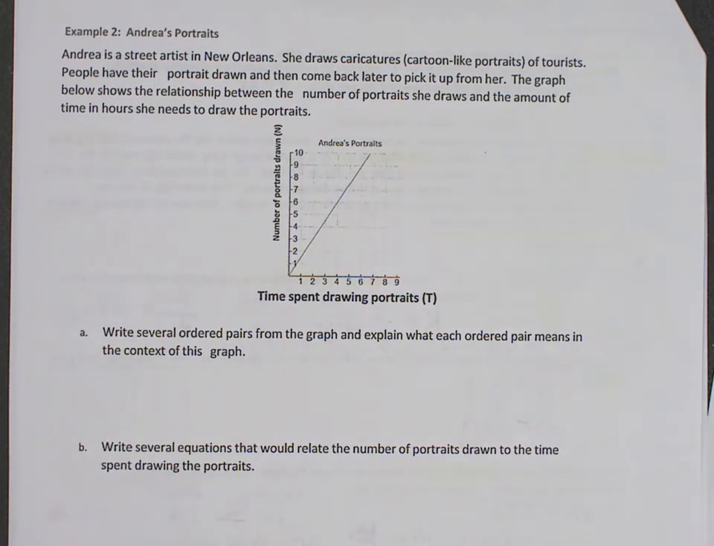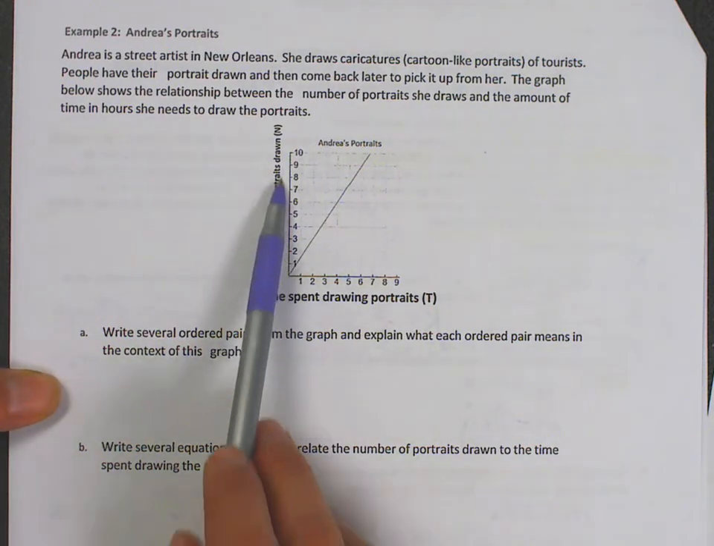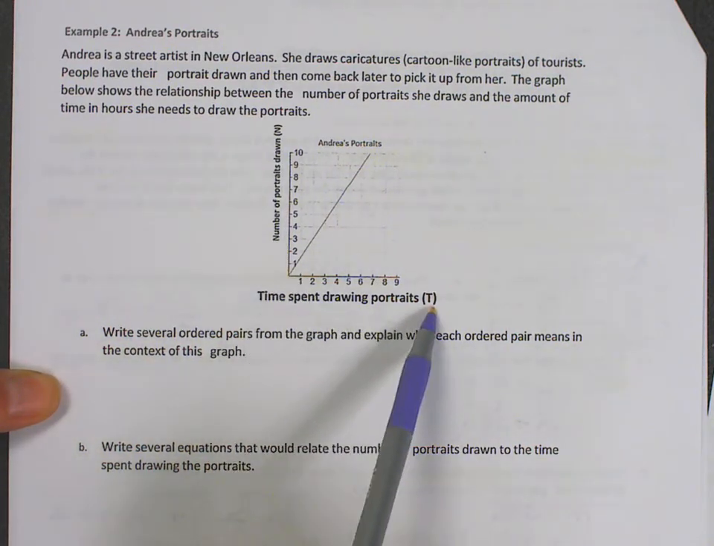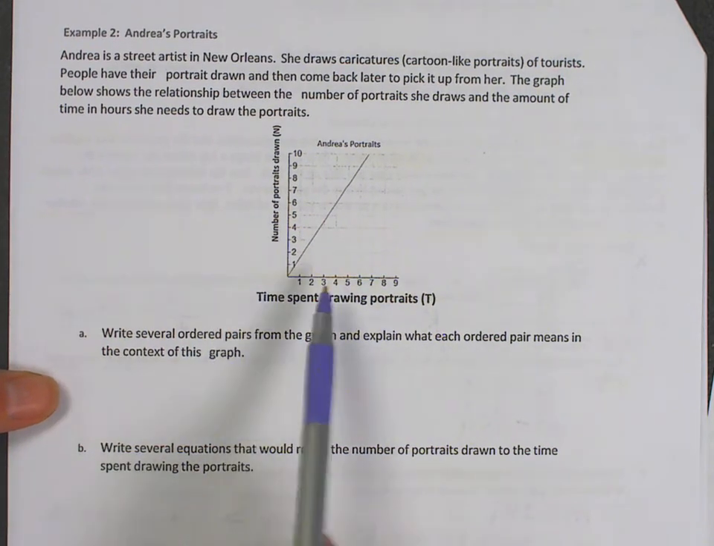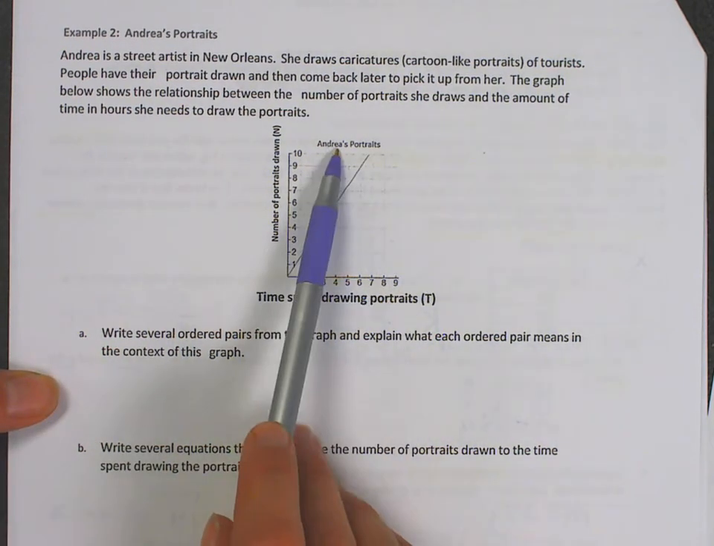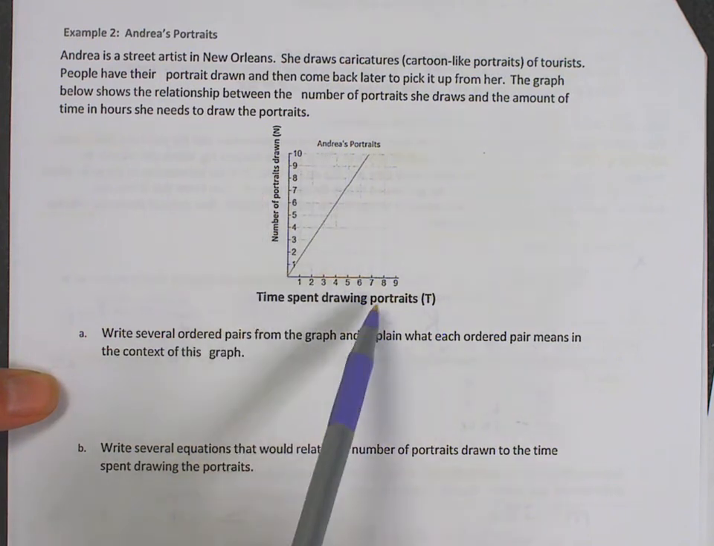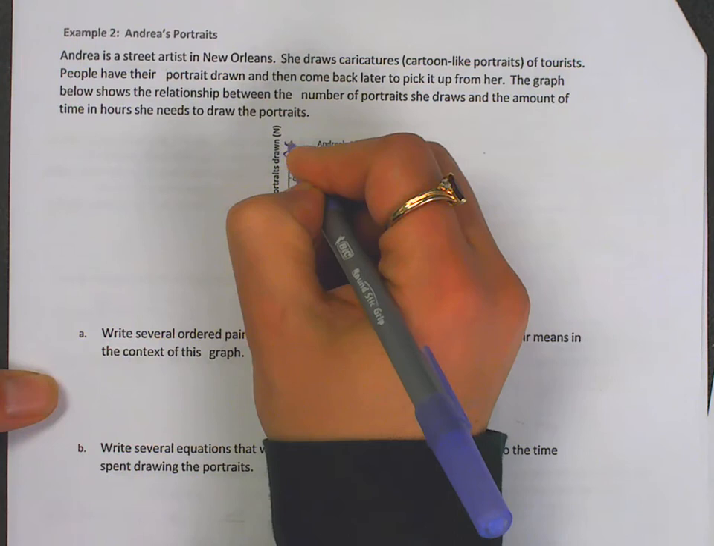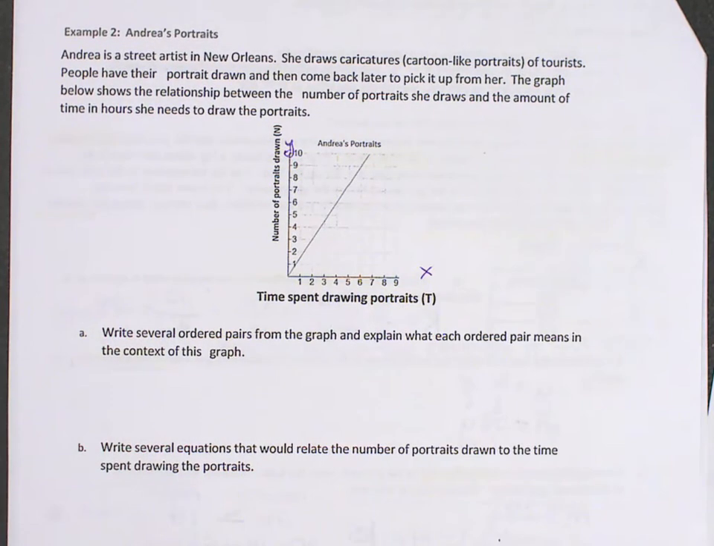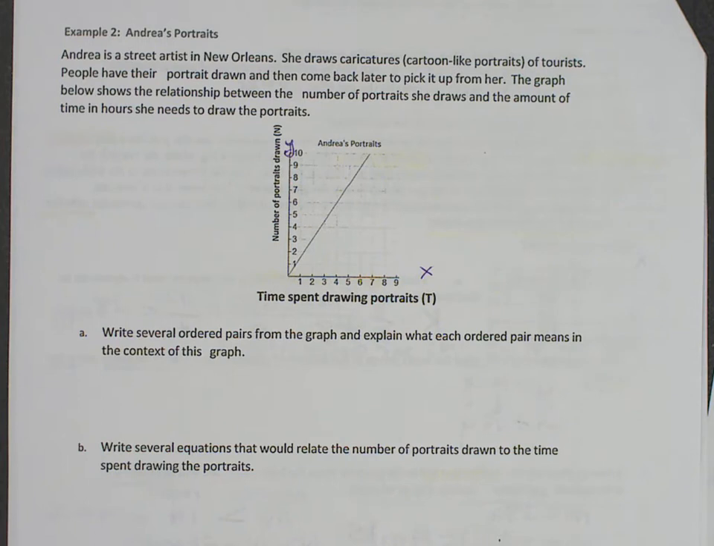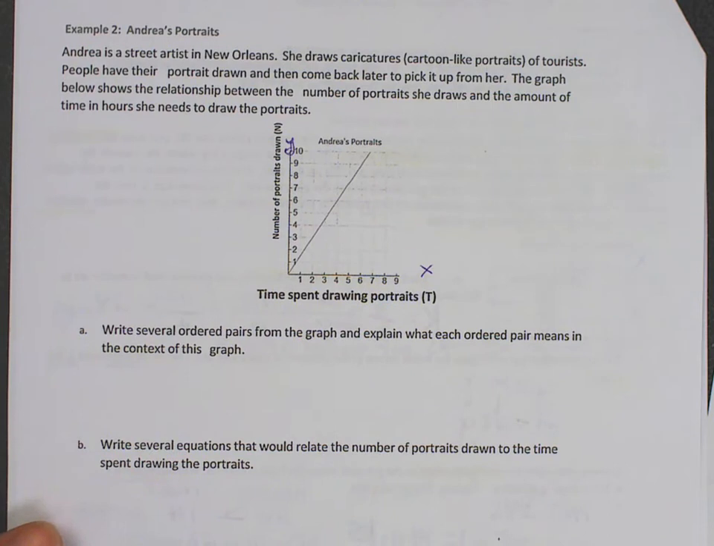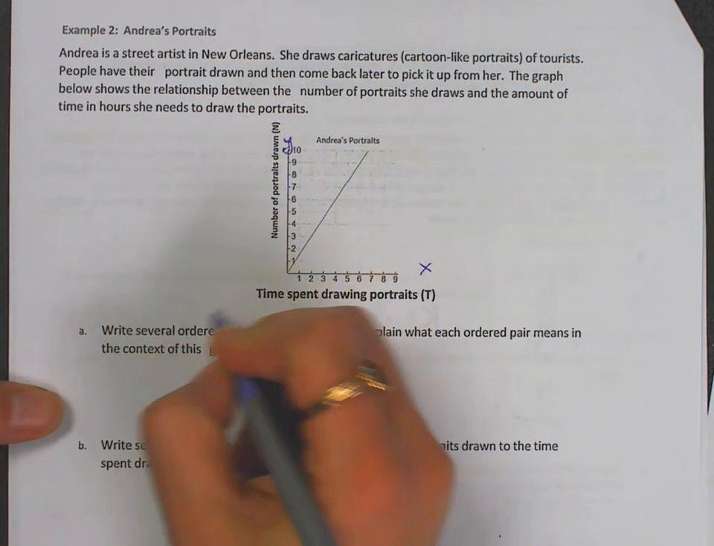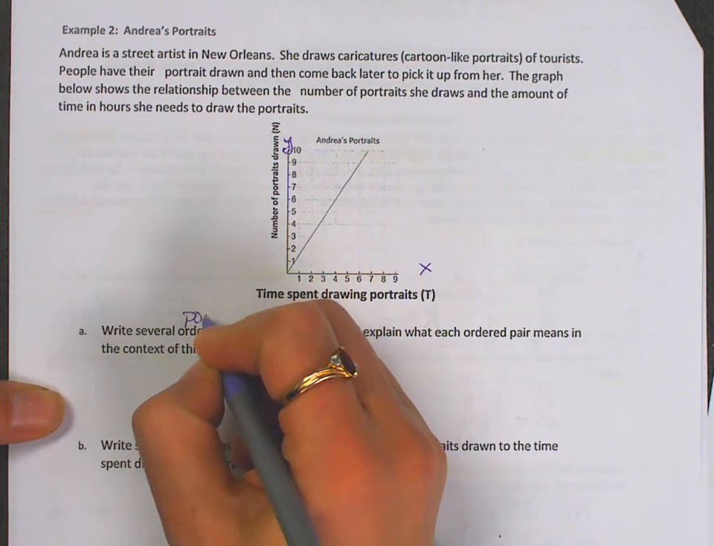The graph below shows the relationship between the number of portraits drawn and the amount of time in hours she needs to complete the portraits. Notice that if you have a graph, you should always have a title, label the y-axis and the x-axis. They didn't use y and x. They used n for number of portraits and t for time. Time is almost always on the x-axis, and there it is. Time is independent. Nothing really affects time. Time will go on. Time always wins. Time doesn't change. Write several ordered pairs, which is just a fancy way of saying coordinates, otherwise known as points.